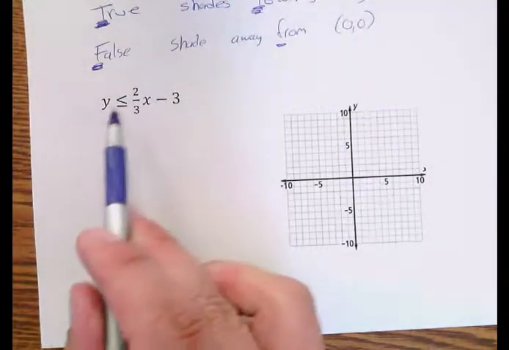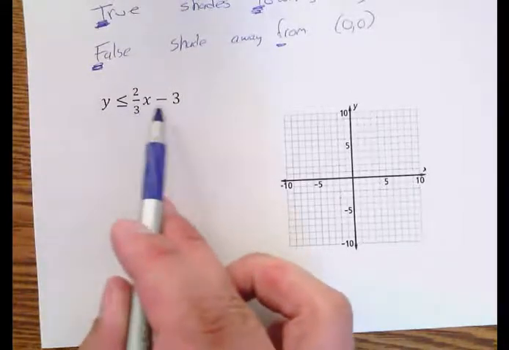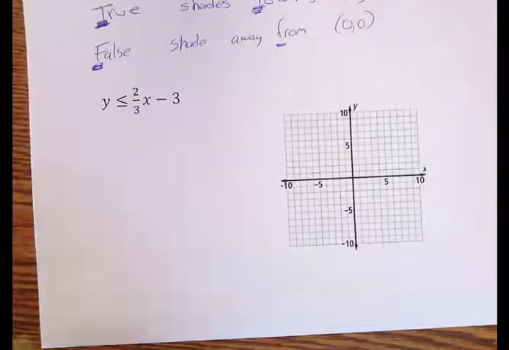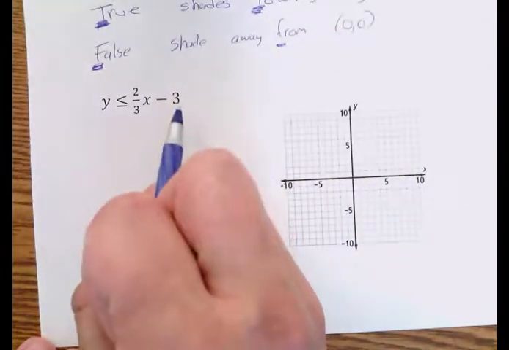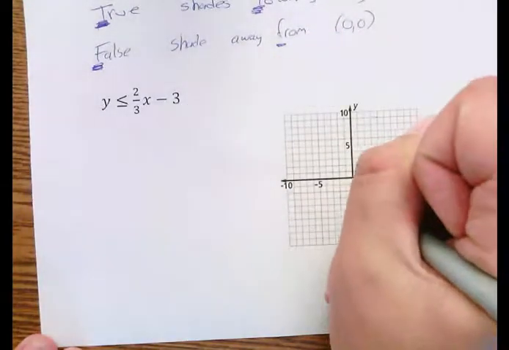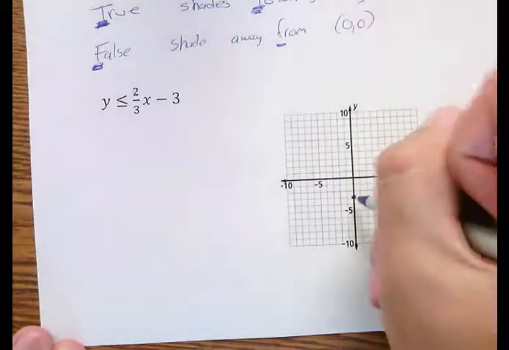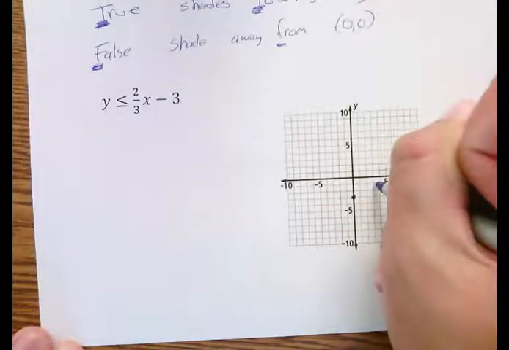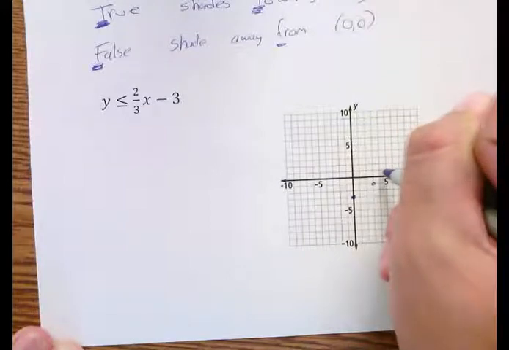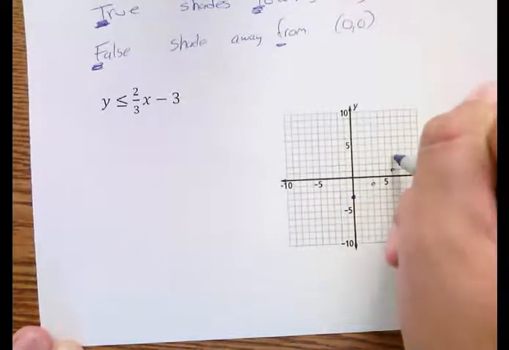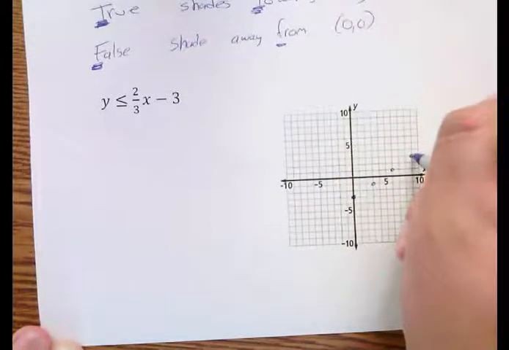I have y is less than or equal to 2/3 x minus 3. So I can start with some points. I have my y-intercept at -3. And I have my slope of 2/3. So up 2/3, up 2/3, up 2/3.